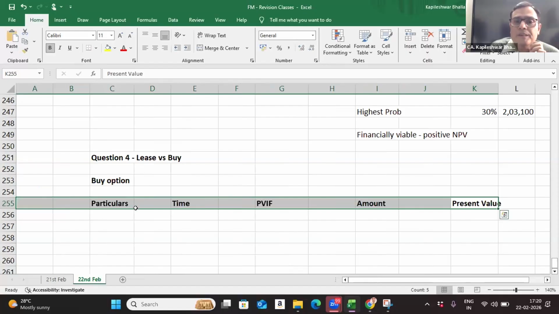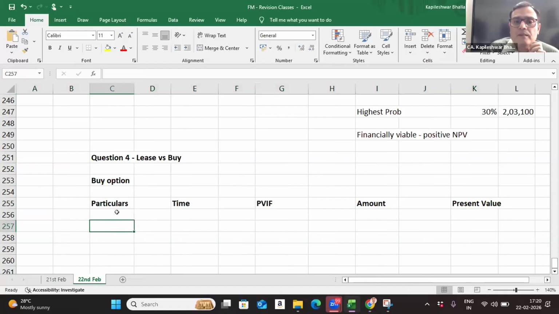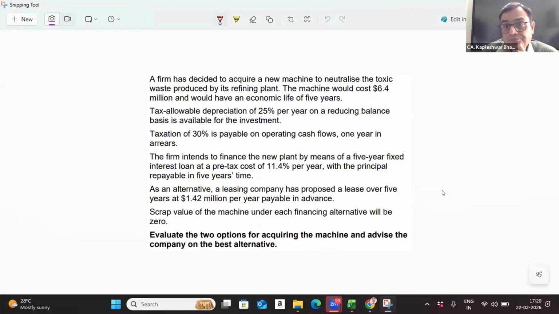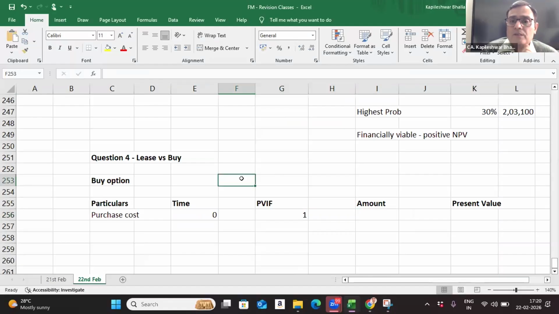So first of all, we need to consider the purchase cost. As far as the purchase cost is concerned, time 0, PV factor 1. Okay, first tell me what is the rate at which discounting will occur. I'm given a pre-tax cost of debt of 11.4% and we're given taxes at the rate of 30%. So can I say convert it on a post-tax basis? So we can just organize what is the discount rate.